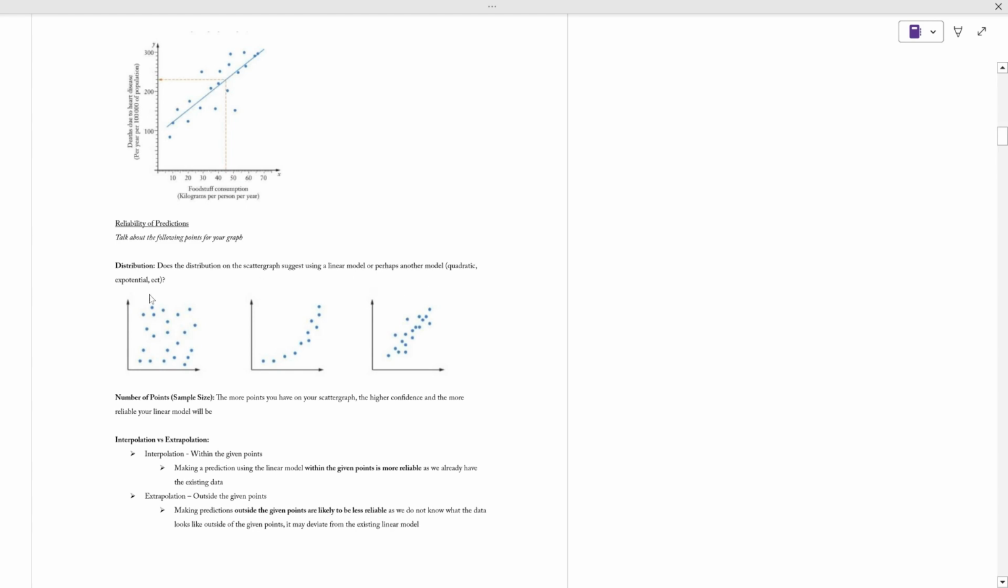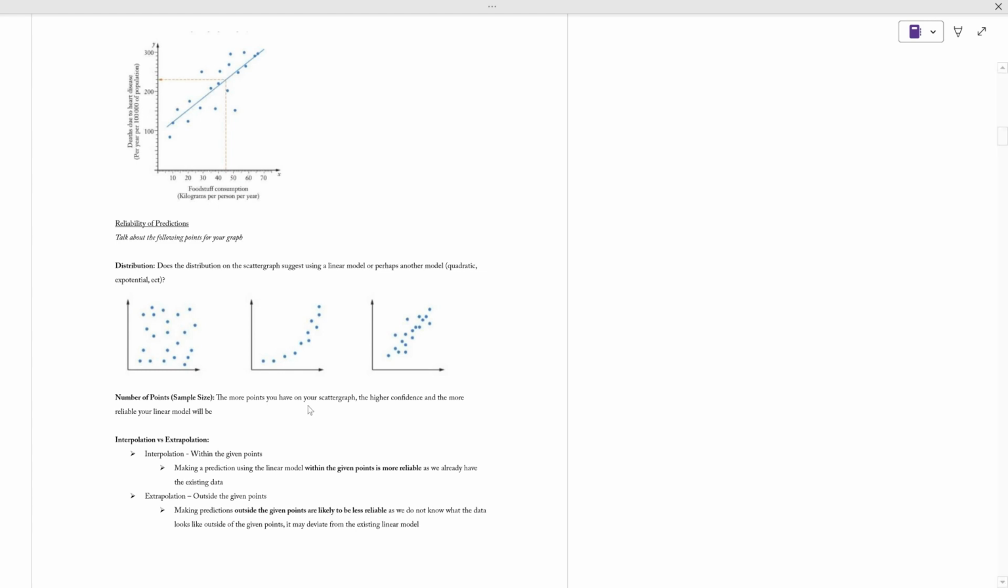Such as quadratic, exponential, etc. For example, if this is what your data set looks like when you plot it, it looks pretty random. It wouldn't make sense to put a line of best fit because there's really no trend. Whereas this one seems like it's exponential, and it doesn't make sense to put a linear line through it. And this one actually looks like a pretty good trend and is probably suitable for a linear model.